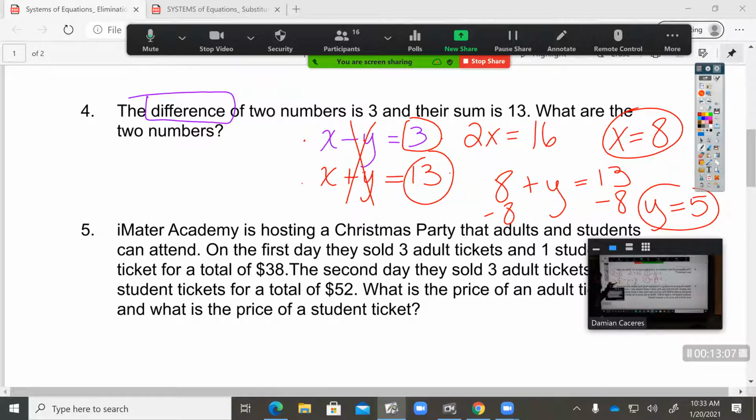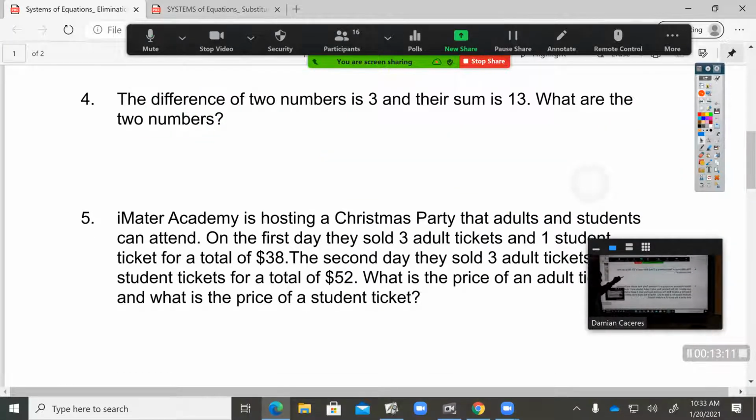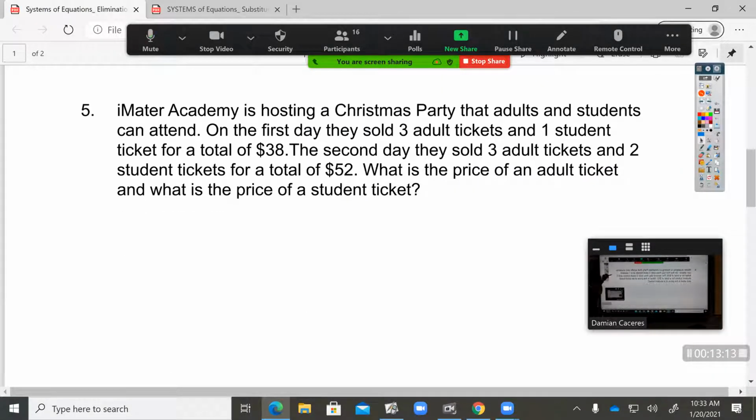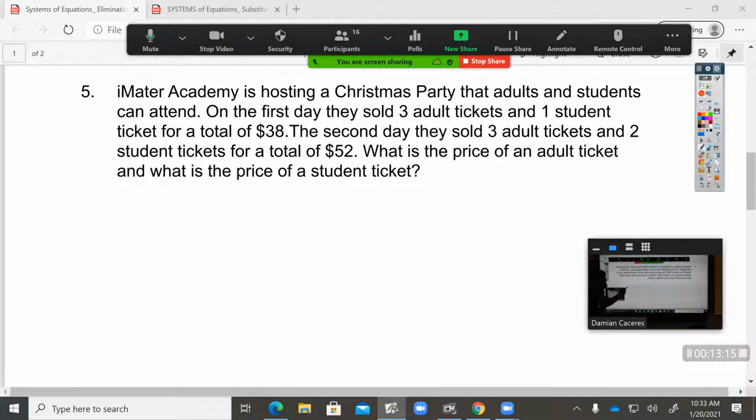Pretty simple. These are pretty simple. All right, now number 5. On number 5, this is a question where the two equations are going to be similar to each other. It's not one is legs, one is animals. In this case, the difference is only the day.